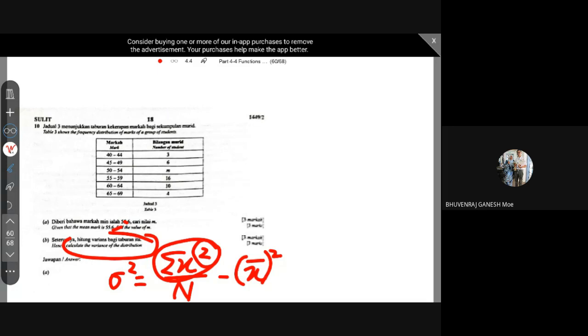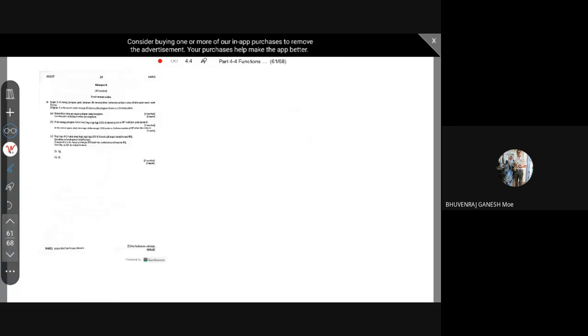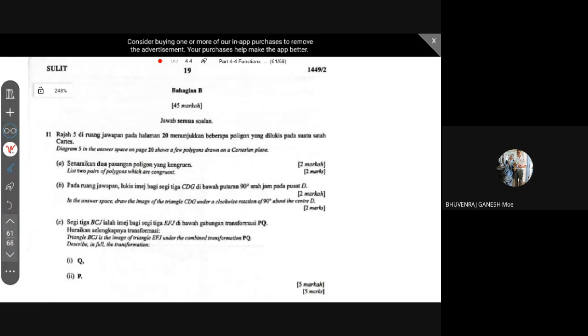Come, now we go to section B. Section B is a familiar topic for you all. I think you have seen this before. So now we try. Okay, which chapter, which form? This question is very familiar.